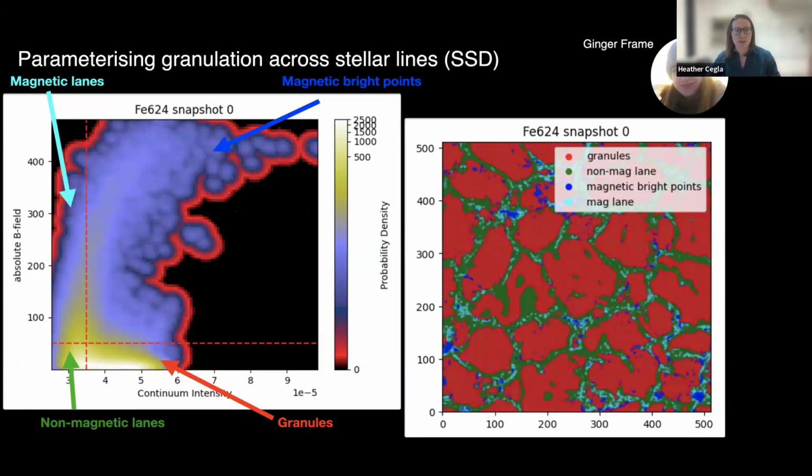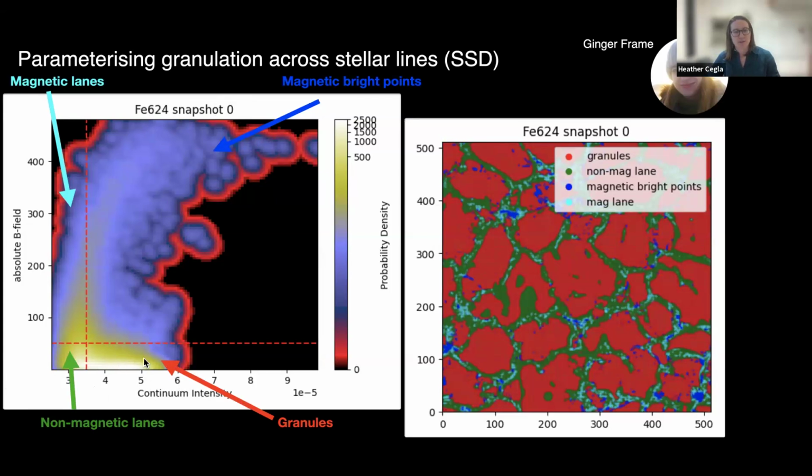But what I'm showing you now is some plots that Ginger made, where on the x-axis is continuum intensity, and on the y-axis is absolute magnetic field. And then the color code is the number of pixels within the entire simulation that fall within that category. And this is for a particular iron line, just an example for a given snapshot.